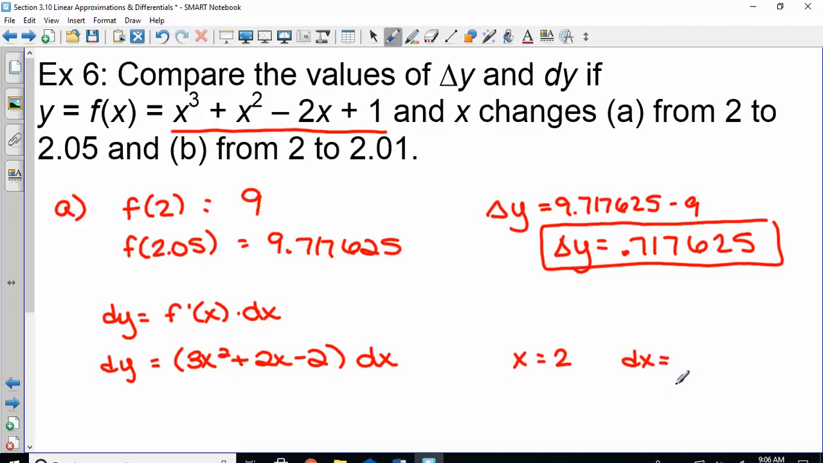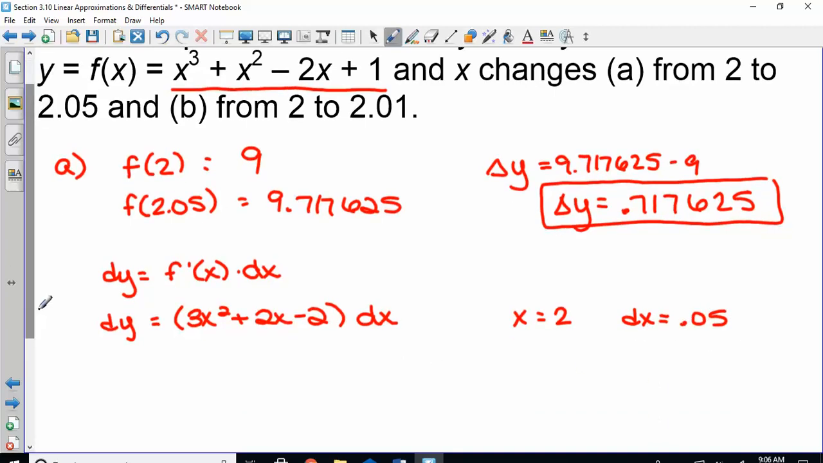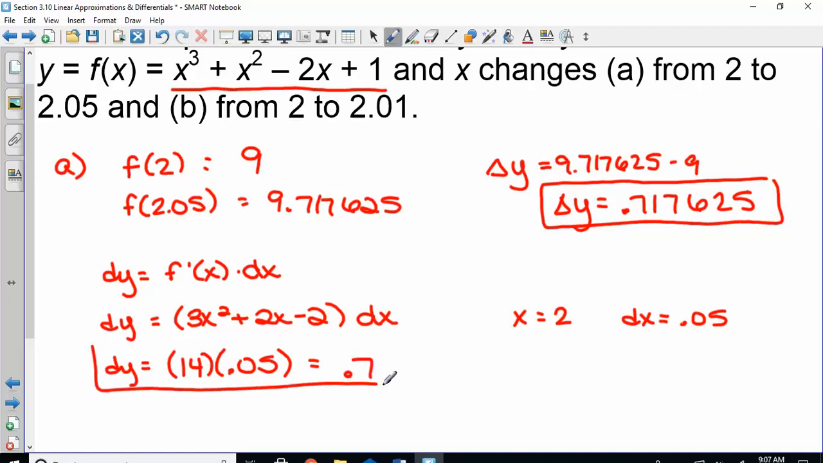Dx is the same thing as the change in x. How did my x change to get to my ending point? It went up 0.05, so dx is a positive 0.05. So if we plug that in, we put in a 2, we get 4 times 3, so 12, plus 4 is 16, minus 2 is 14, times 0.05. So my dy is 0.7.